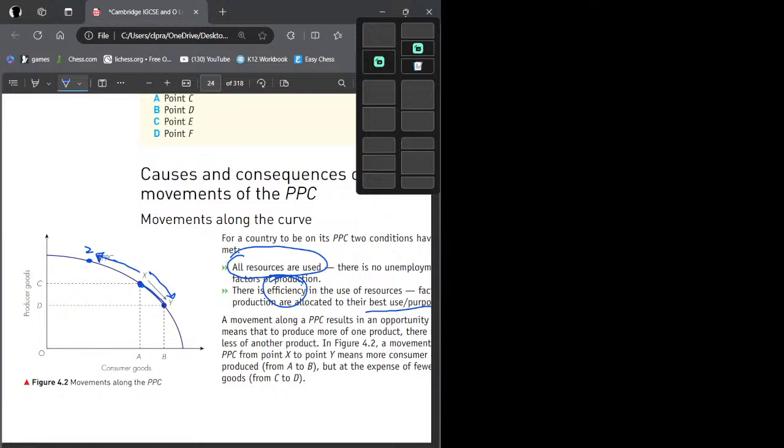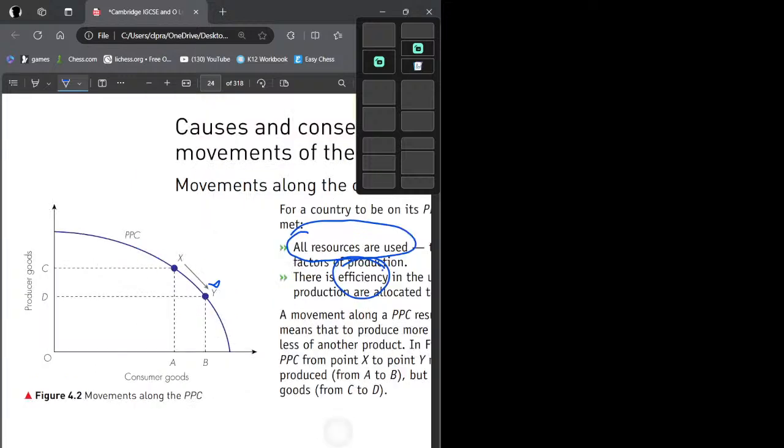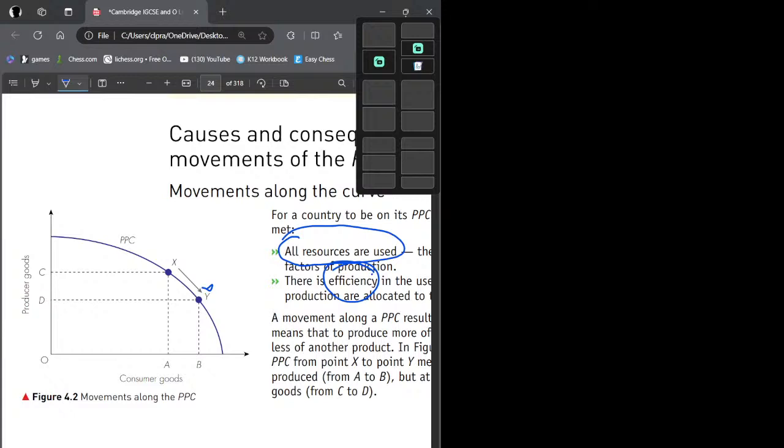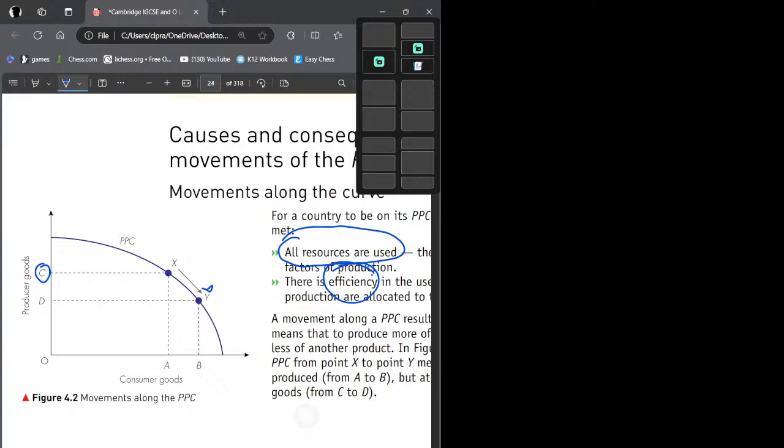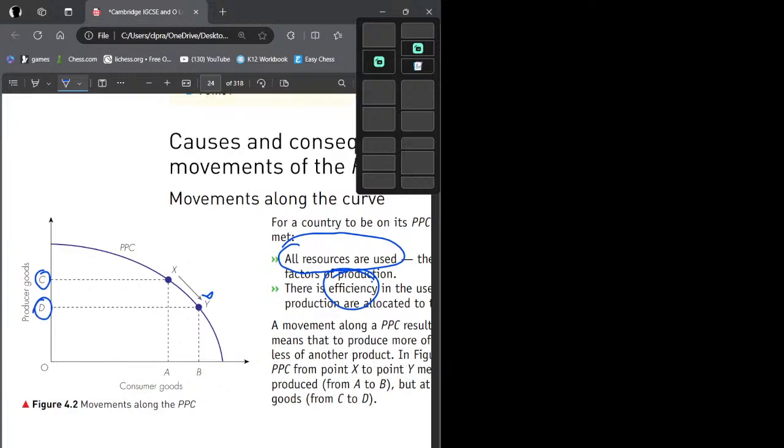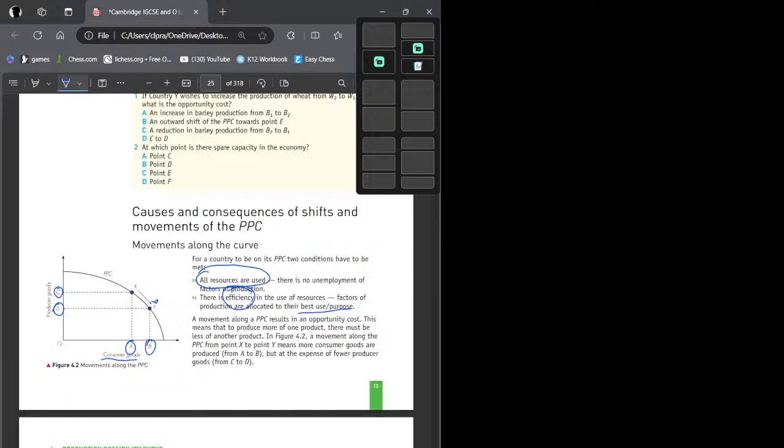So now let's just look at X to Y. X to Y means that instead of C quantity of producer goods, the economy will now make D quantity of producer goods. Instead of A quantity of consumer goods, it will now make B quantity of consumer goods. That's basically what it's saying.